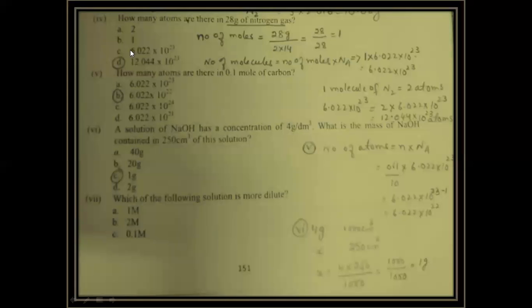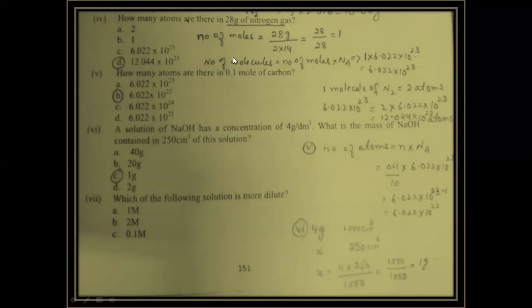Number 4, how many atoms are there in 28 grams of nitrogen gas? Like all these numericals, they are the same as the numericals of chapter number 1, and you have already done those numericals, so I think this will be easy for you to solve. How many atoms are there in 28 grams of nitrogen gas? Again, nitrogen gas means N2, and we have to find out the number of atoms.